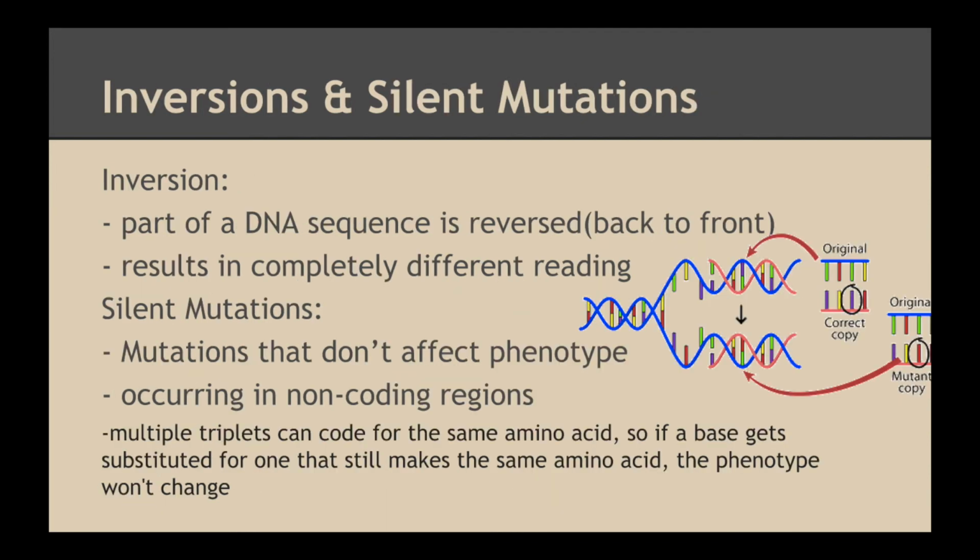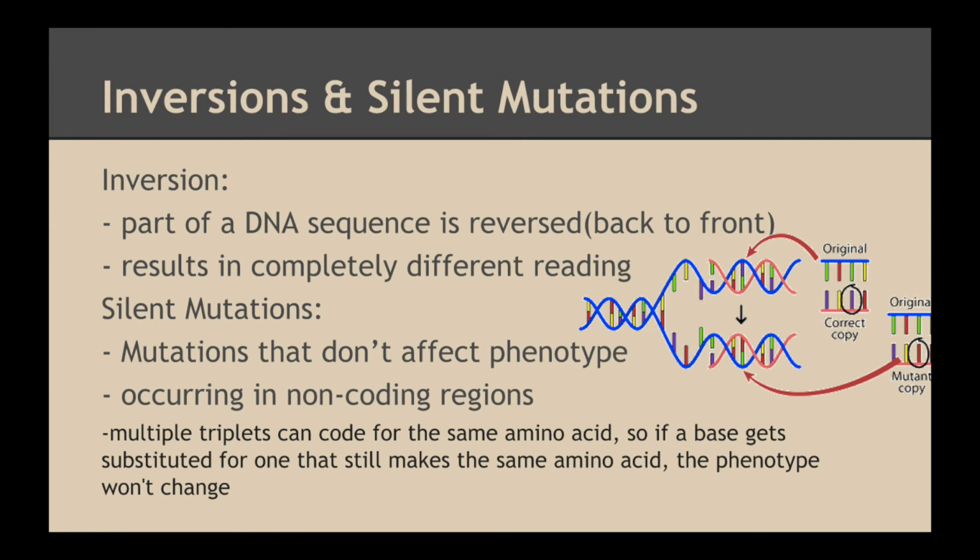There's also an inversion, which is essentially what happens when a part of a DNA sequence is reversed back to front instead of front to back. And this results in a completely different reading and a completely different codon and thus amino acids being resulted. This, however, is a very detrimental mutation, however not as horrible as frameshift mutation can be because of the fact that frameshift can change the entire sequence, while inversion only changes a specific part of it.